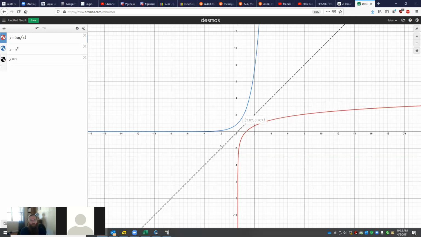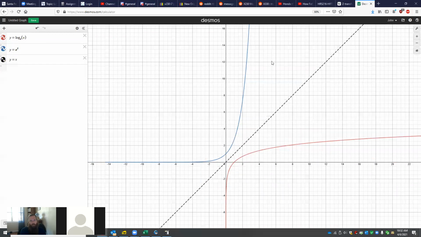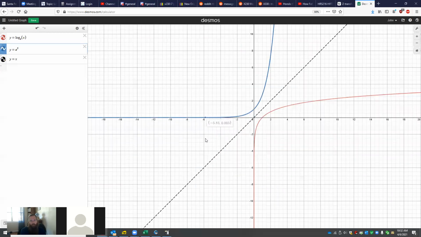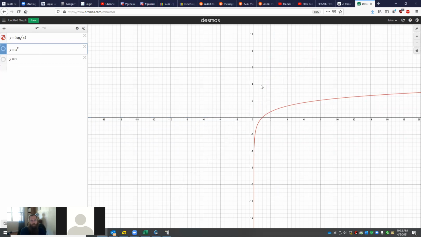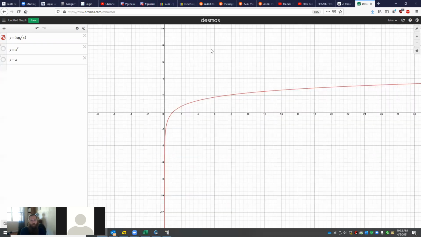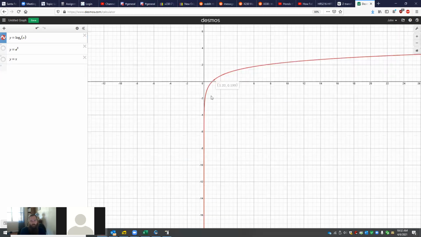So all the logarithm graphs kind of look like this, just like all the exponential graphs kind of look like this blue one. This is an important thing to remember. So you need to know both of these graphs. The new one is the logarithm graph. And I want to point out one particular hazard here.